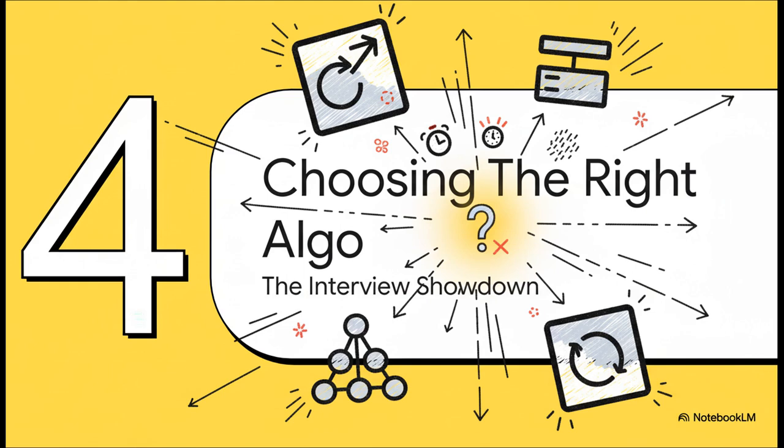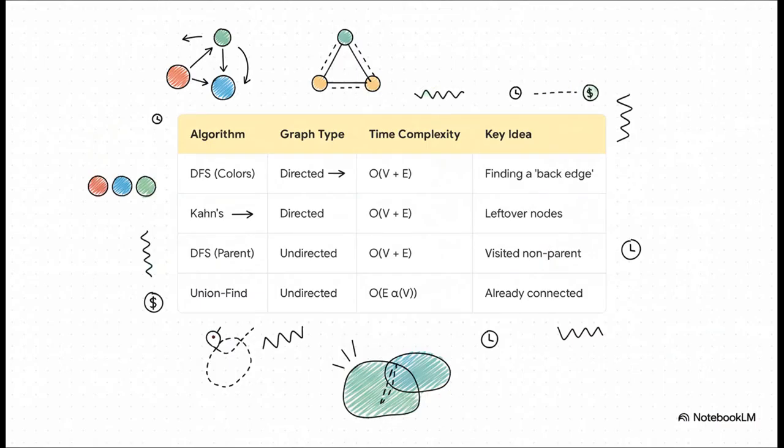Okay, so we've got 4 algorithms on the table. DFS with colors, Kahn's, DFS with a parent check, and union find. In that high-pressure interview hot seat, how on earth do you choose the right one? Let's put them head-to-head. This table is basically your ultimate cheat sheet. For directed graphs, DFS and Kahn's are both fantastic with that same efficient O of V plus E time. The choice really depends on what else you need. DFS is pure detection, while Kahn's actually gives you a valid task order if one exists.